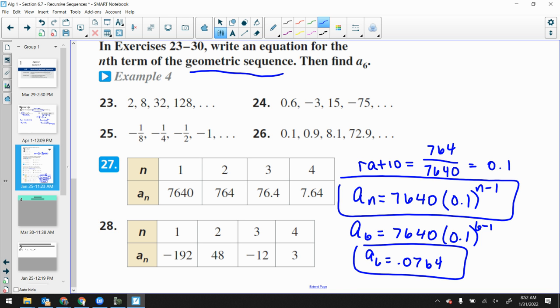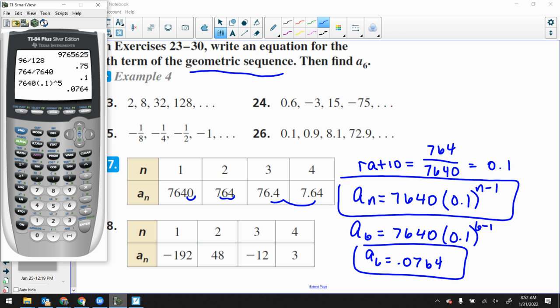Honestly, multiplying by 1/10, aren't I just moving the decimal place 1 unit each time? Mm-hmm. Yeah. And you did 764 over that because it's a sub 2 divided by a sub 1. Yep. Second term divided by first term. And honestly, I could have taken fourth term divided by third term as well. 7.64 divided by 76.4 should give me the exact same ratio of 0.1. Doesn't matter. Just take 2 terms and divide. Just make sure you do the second one divided by the first one, third one divided by the second one.